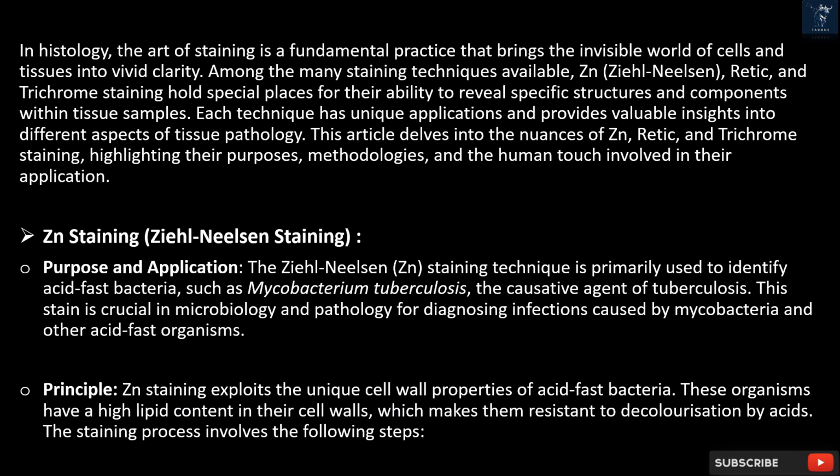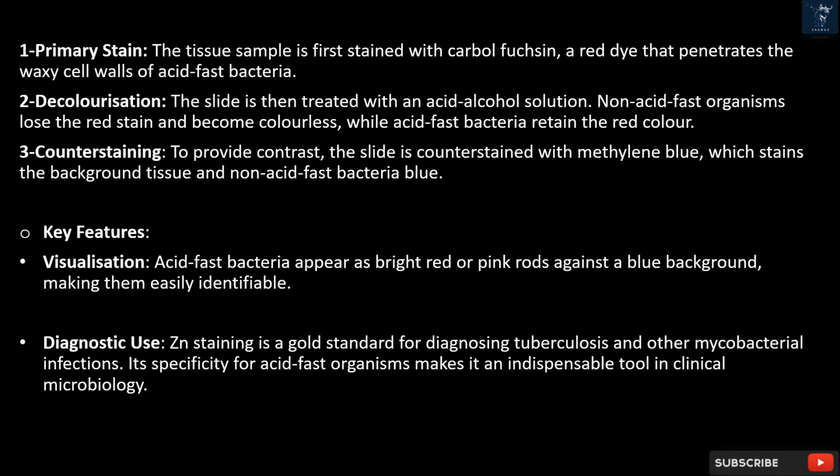Principle: ZN staining exploits the unique cell wall properties of acid-fast bacteria. These organisms have a high lipid content in their cell walls, which makes them resistant to decolorization by acids. The staining process involves the following steps. Primary stain. The tissue sample is first stained with carbolfuchsin, a red dye that penetrates the waxy cell walls of acid-fast bacteria. Decolorization. The slide is then treated with an acid-alcohol solution.